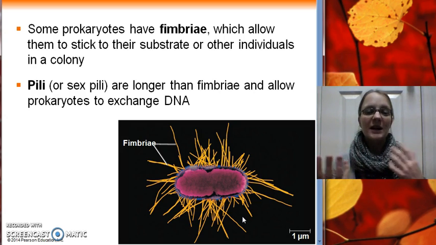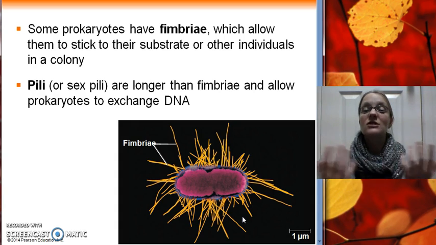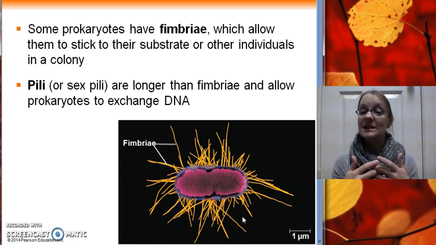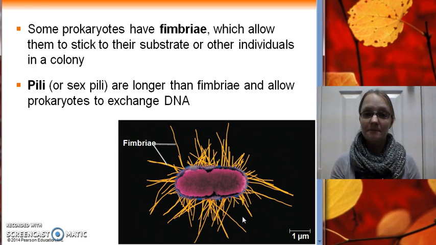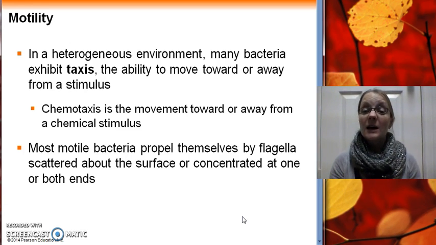So these sex pili allow prokaryotic cells to actually exchange some of their DNA, whereas their process of reproduction doesn't allow for that. Okay, some bacterial cells, some prokaryotic cells also have the ability to move. Right? They move by a specific mechanism, which we'll talk about in a second.